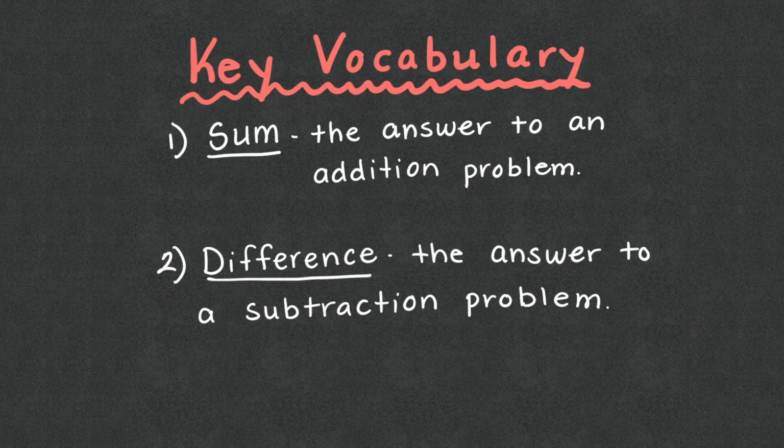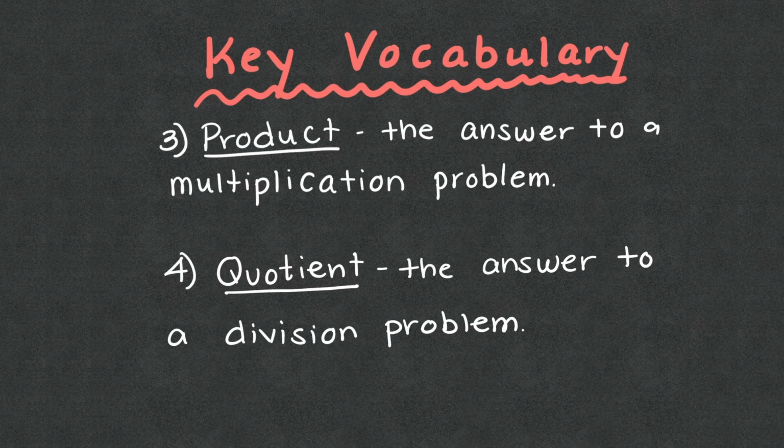Key vocabulary. If we see these, they are going to be great indicators of what you are working with. One is the sum, which is the answer to an addition problem. Two, the difference, which is the answer to a subtraction problem. Three is the product, which is the answer to a multiplication problem. And we have quotient, which is the answer to a division problem. We may see these words, and I may refer to them as these words. So just know that if you do hear those, it does refer to our four operations of addition, subtraction, multiplication, and division.